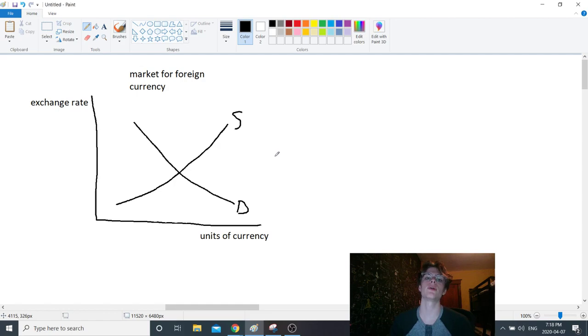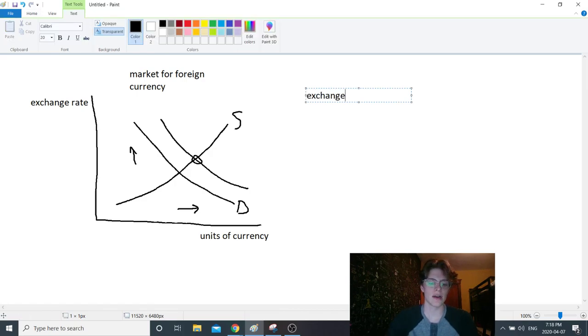So in order to buy more British goods, we need to use their currency, which is British pounds. So our demand for British pounds has increased, and we move up here. So we notice that the exchange rate has increased in order to get that greater number of units of currency. Now, what happens when our exchange rate increases? Well, that means that it takes more Canadian dollars to purchase 1 unit of foreign currency.